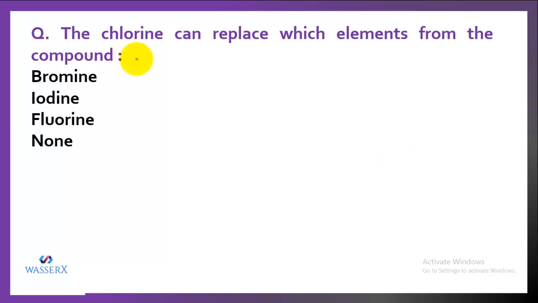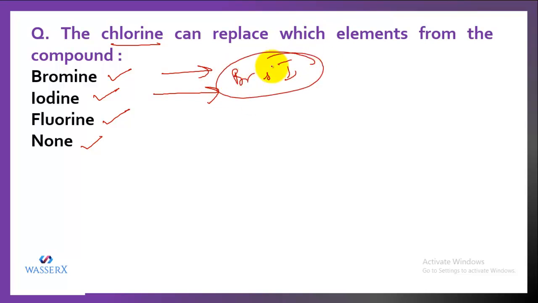Next question is, chlorine can replace which elements from the compound? Can it replace bromine, iodine, fluorine, or none? Chlorine can replace only those elements which are less reactive than chlorine. So it can displace bromine and it can also displace iodine. So bromine and iodine is the correct choice.